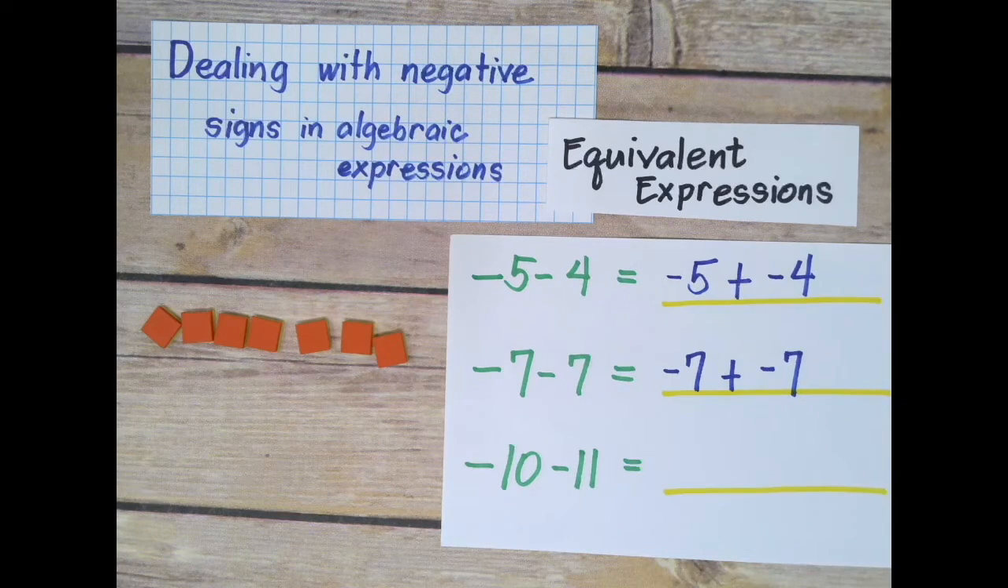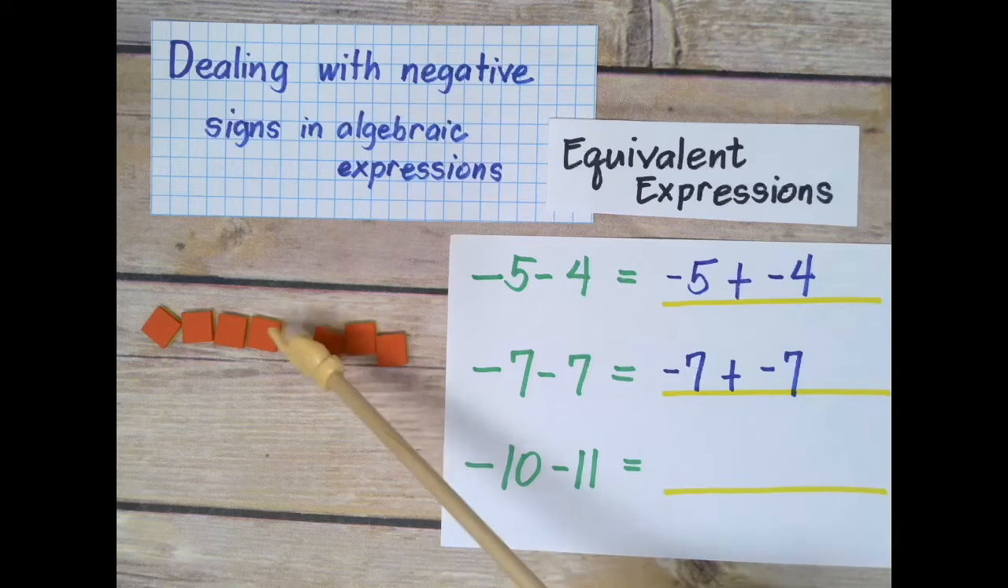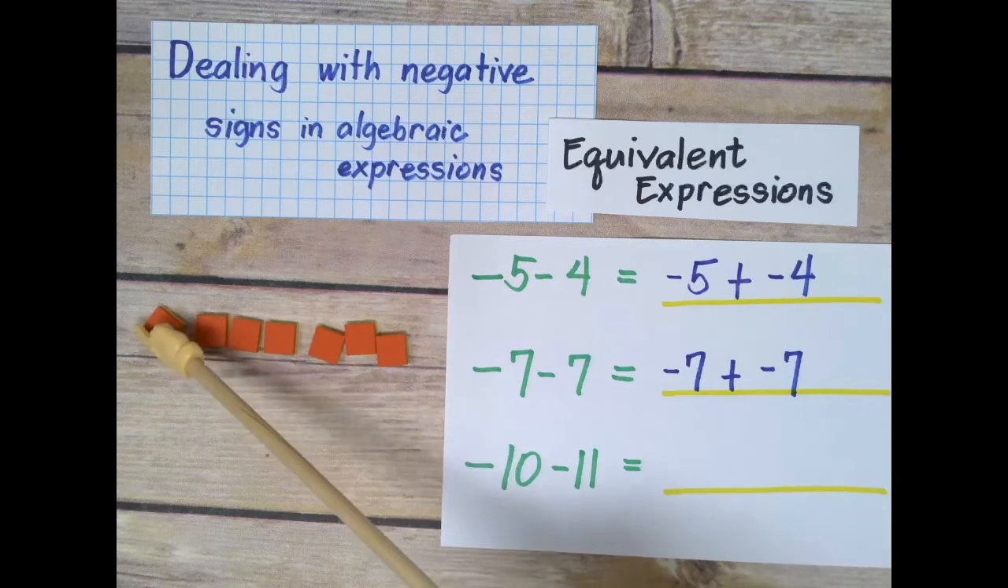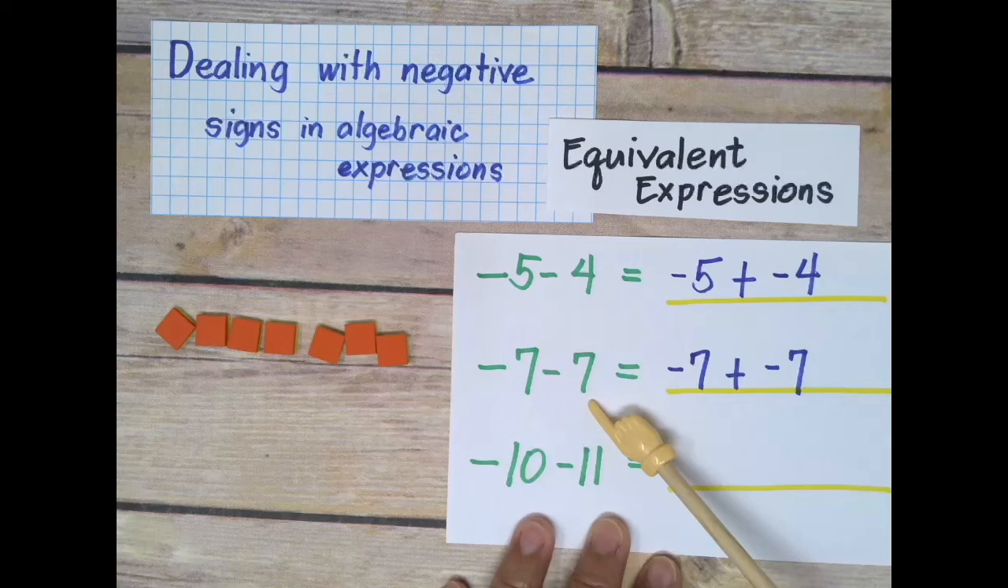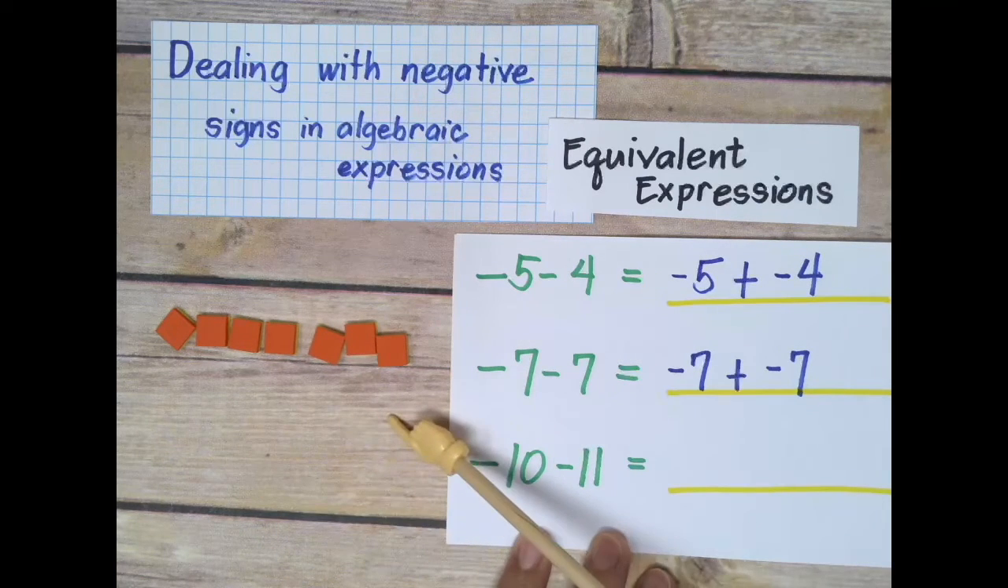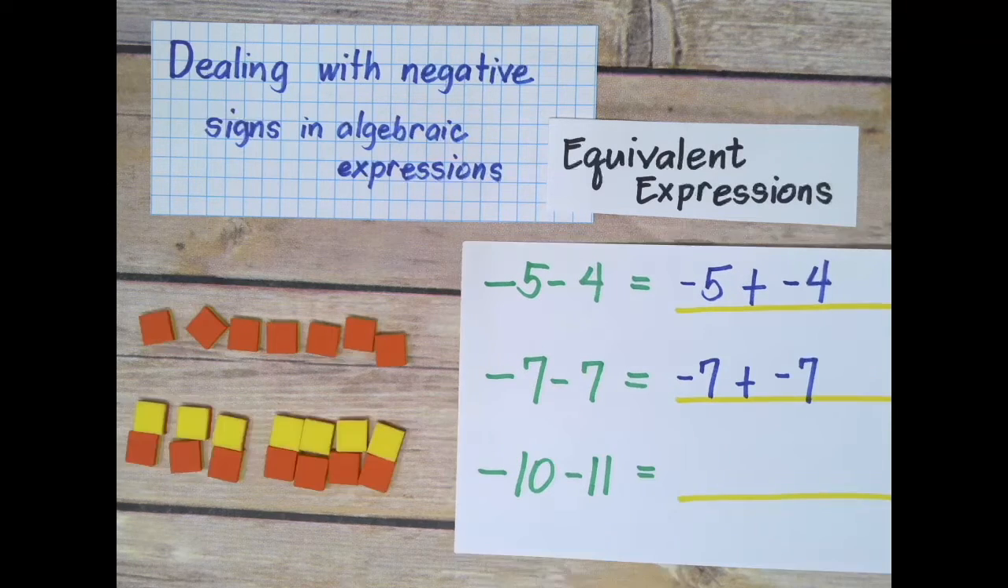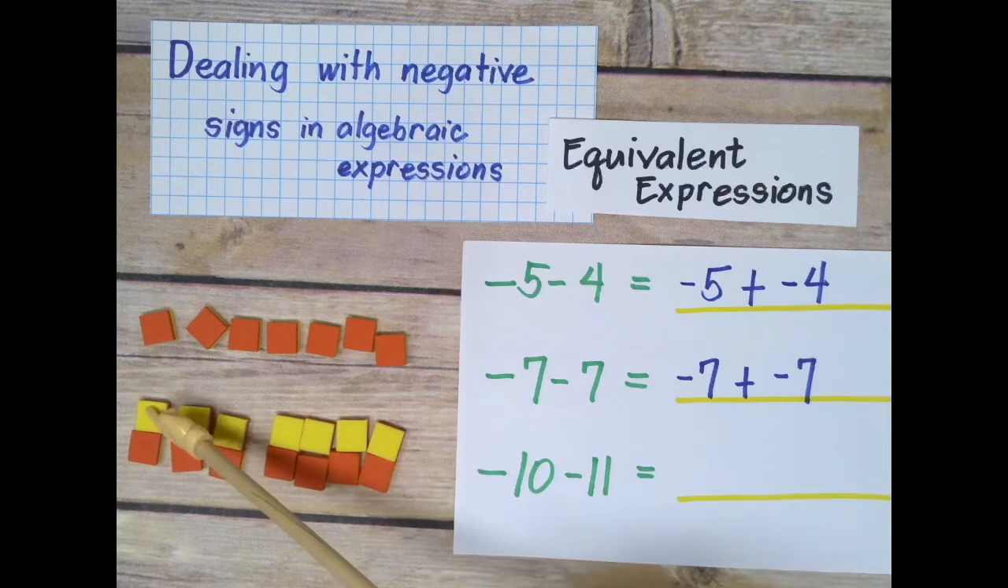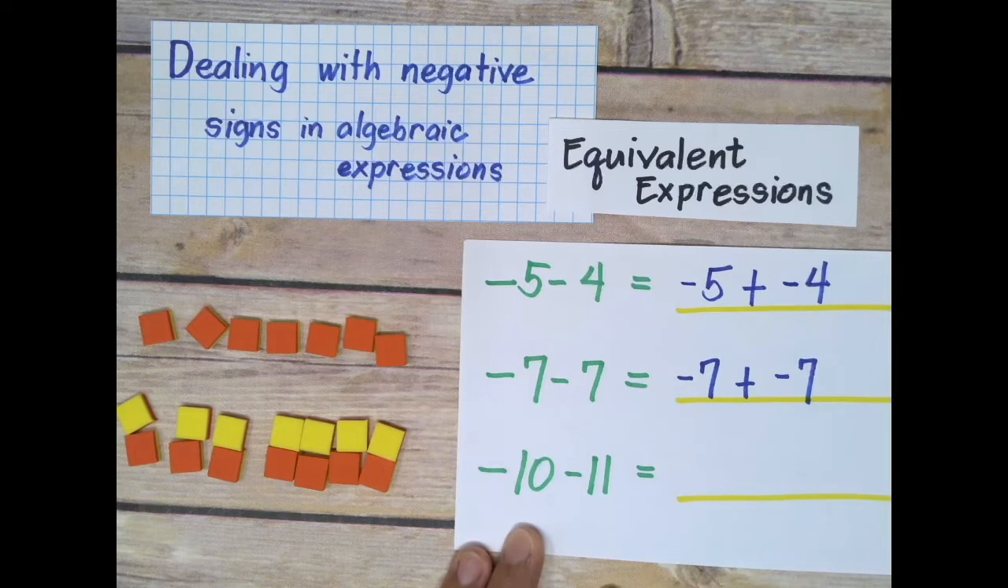Okay, so we have 7 orange tiles to represent negative 7, and because we want to take away positive 7, we need to bring in 7 yellow tiles using zero pairs, 7 of them. So we have the 7 pairs. Now we can take away the 7 yellow squares, and then let's see what's left.